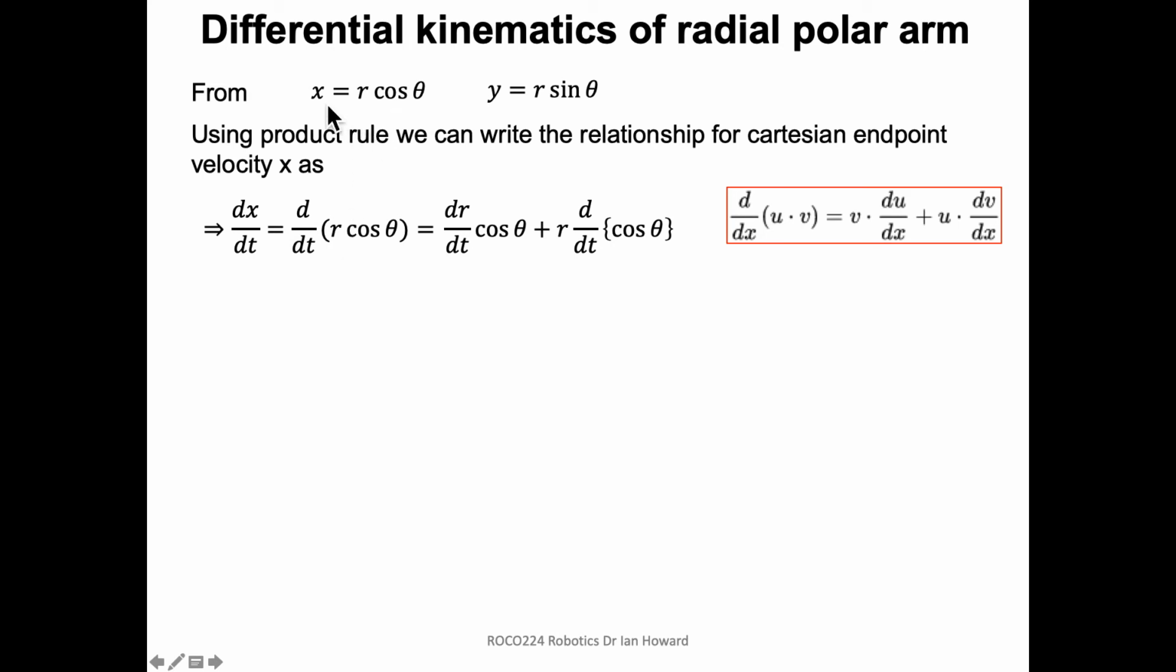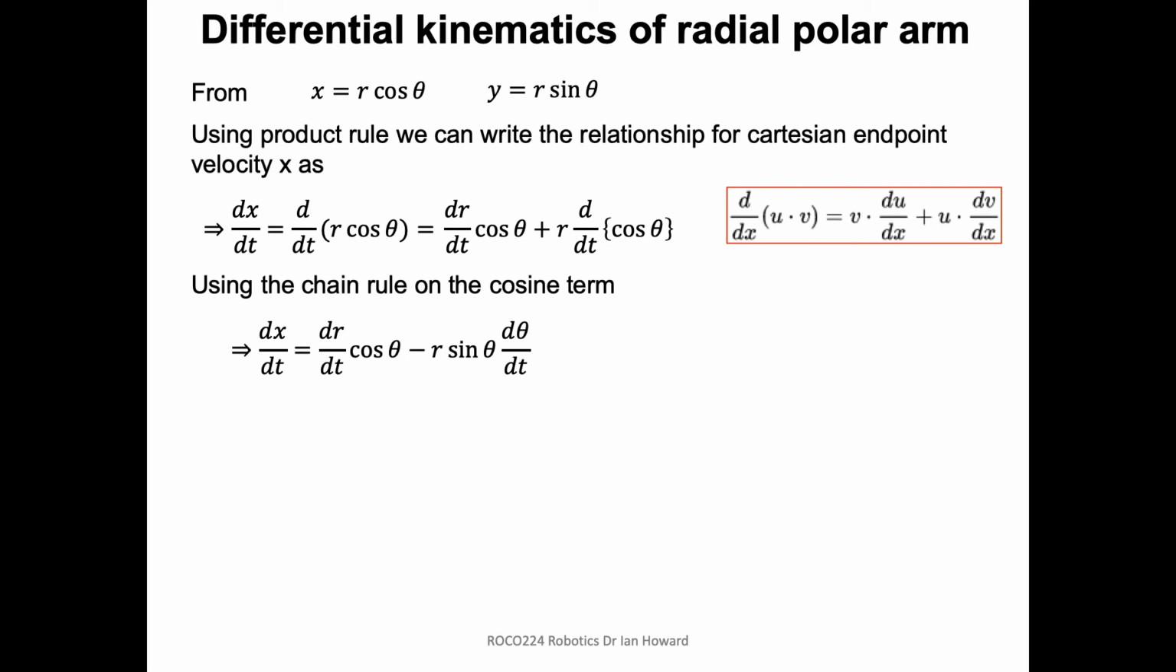So what we're going to do now is look at the first term, x, and we're going to differentiate that with respect to time. So dx dt, that's d dt of r cos theta. So we do this by using the product rule. So it's going to be dr dt times cos theta plus r times d dt of cos theta. And what we also have to do with cos theta is basically use the chain rule on the cosine term. So we end up with the following.